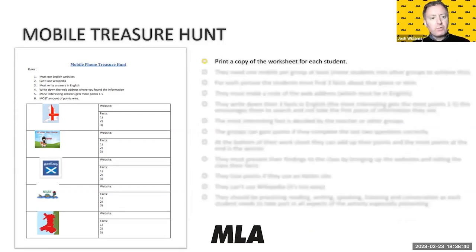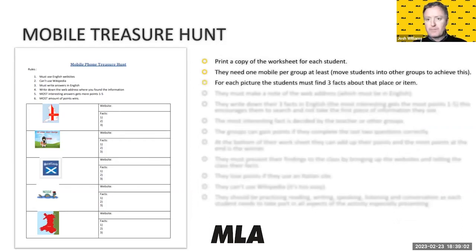So what I imagine how you would use this is print a copy of the worksheet for each student. Okay, 1 mobile per group at least. In case you don't really want to have everyone using mobiles, you can just distribute a few mobiles or let them use 1 mobile in each group. For each picture, the students must find 3 facts about that place or item.